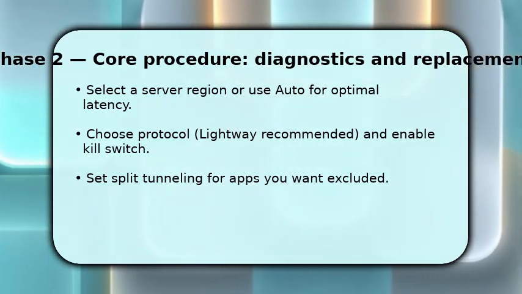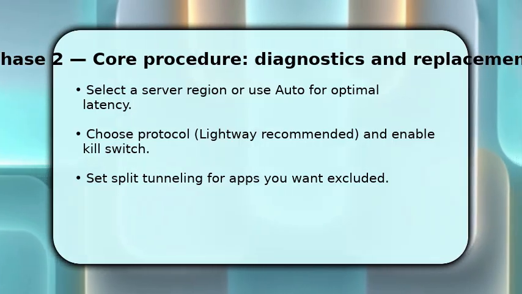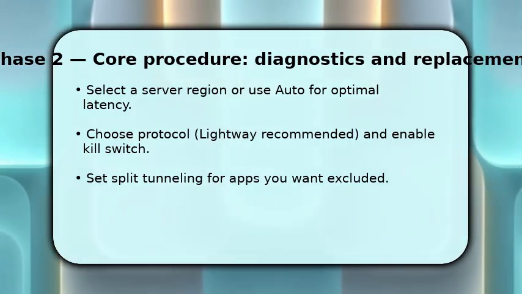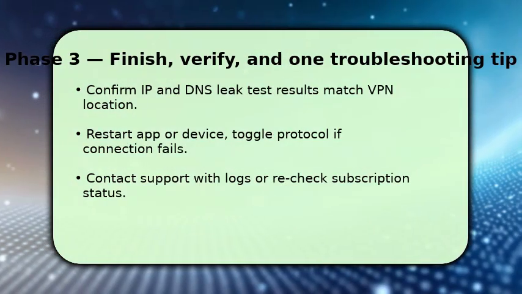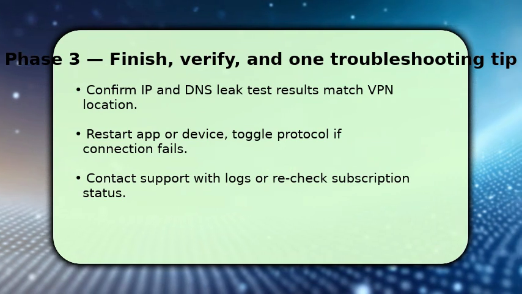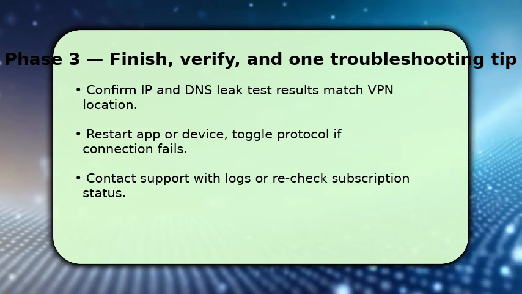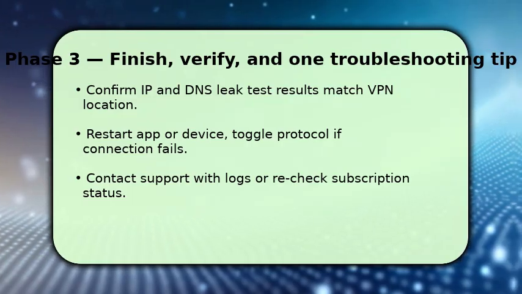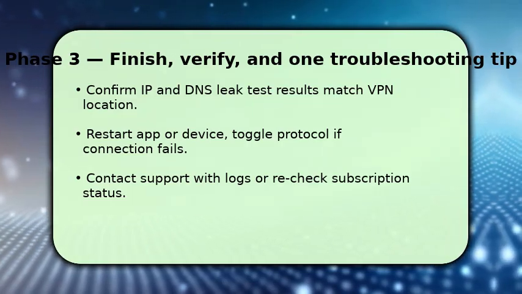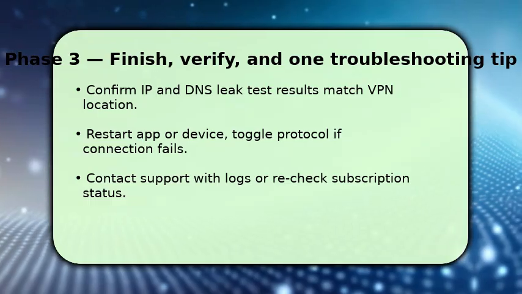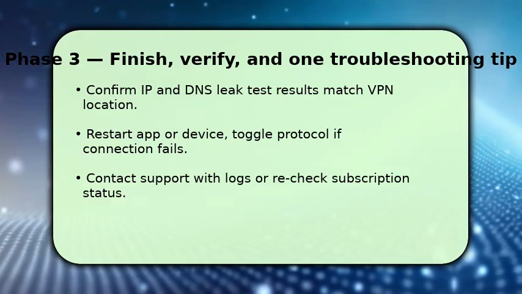Once connected, verify your IP change, and to finish, verify everything. Check your IP and run a DNS leak test so you know traffic is protected. If the connection fails, restart the app and device, then switch protocol, Lightway to OpenVPN, for example, because protocol swaps often fix NAT or ISP blocking.